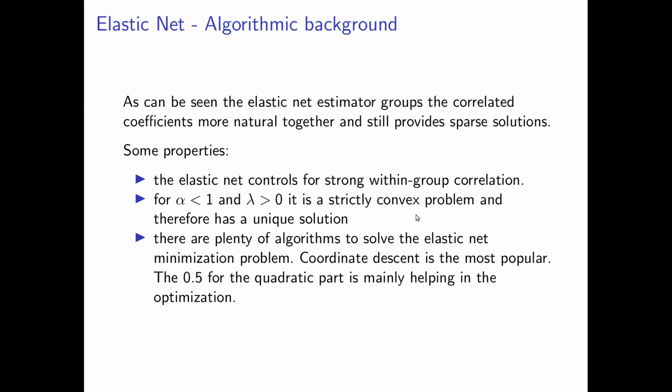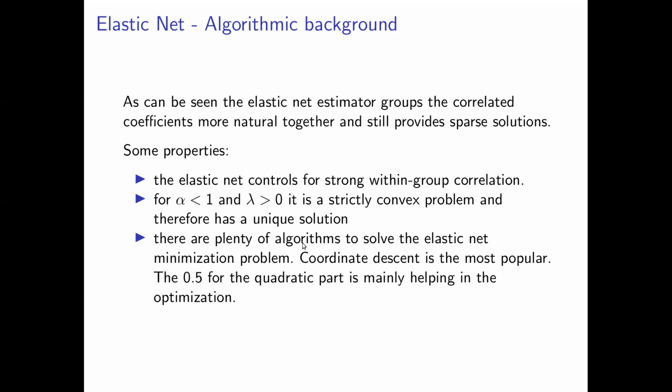And also, if we keep the alpha less than 1 and the lambda above 0, this will lead to a strictly convex problem, and therefore we have the guarantee that we will obtain a single unique solution. You see it says alpha less than 1. Alpha exactly 1 is the lasso, and this scenario is not strictly convex and not necessarily guaranteed to have this unique solution.